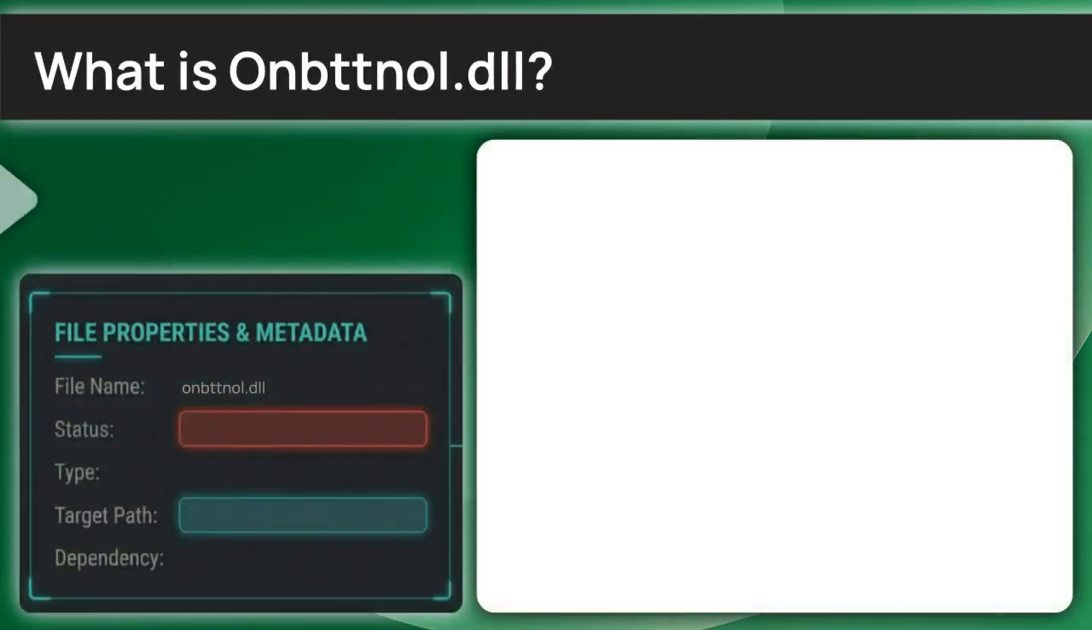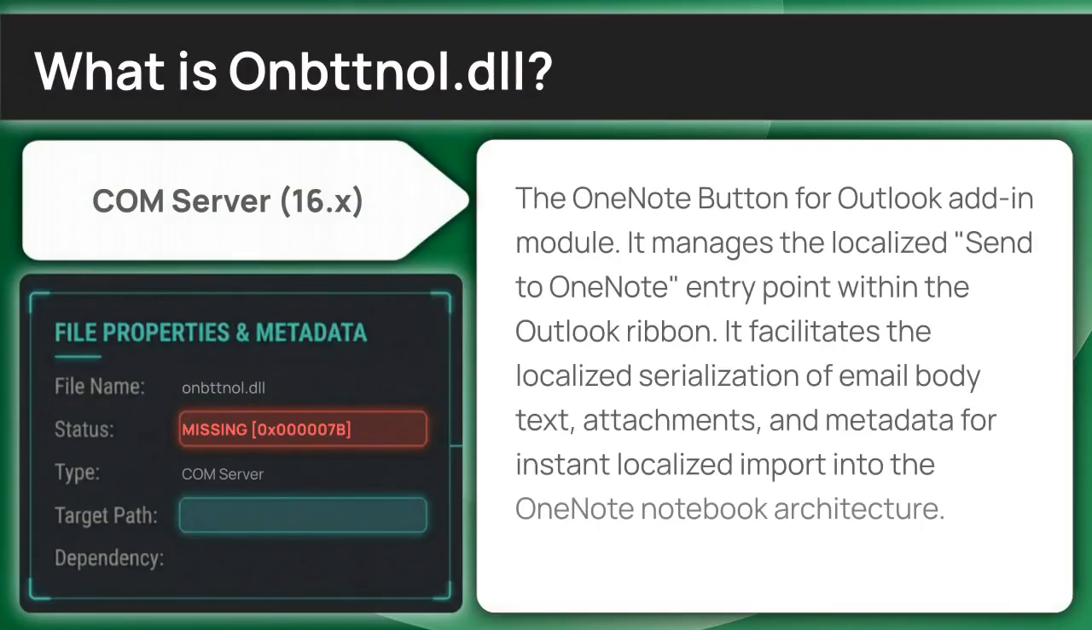This is the OneNote Button.dll library, the OneNote button for Outlook add-in module. It manages the localized Send to OneNote entry point within the Outlook ribbon. It facilitates the localized serialization of email body text, attachments, and metadata for instant localized import into the OneNote notebook architecture. Now that you have the context, let's move into the repair process with a fresh installation.